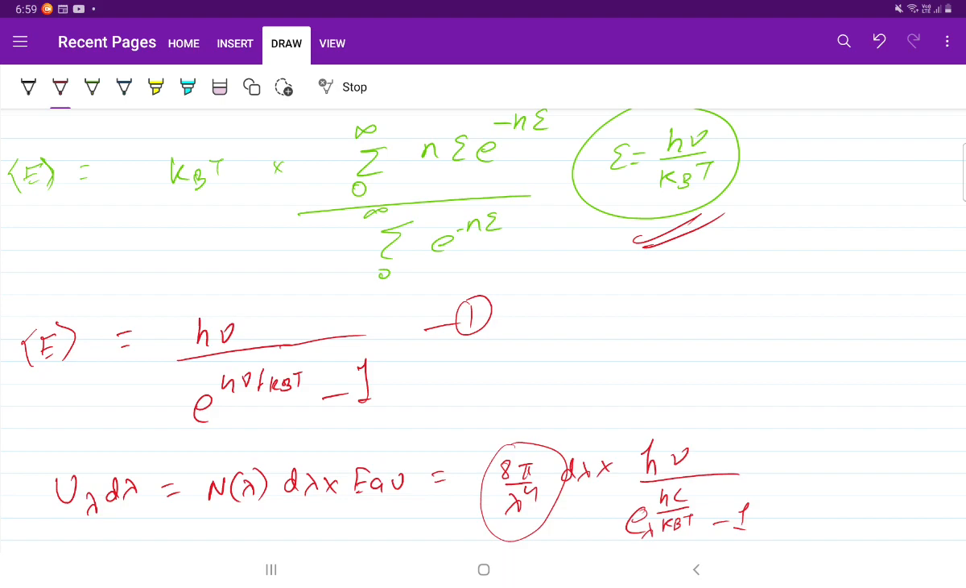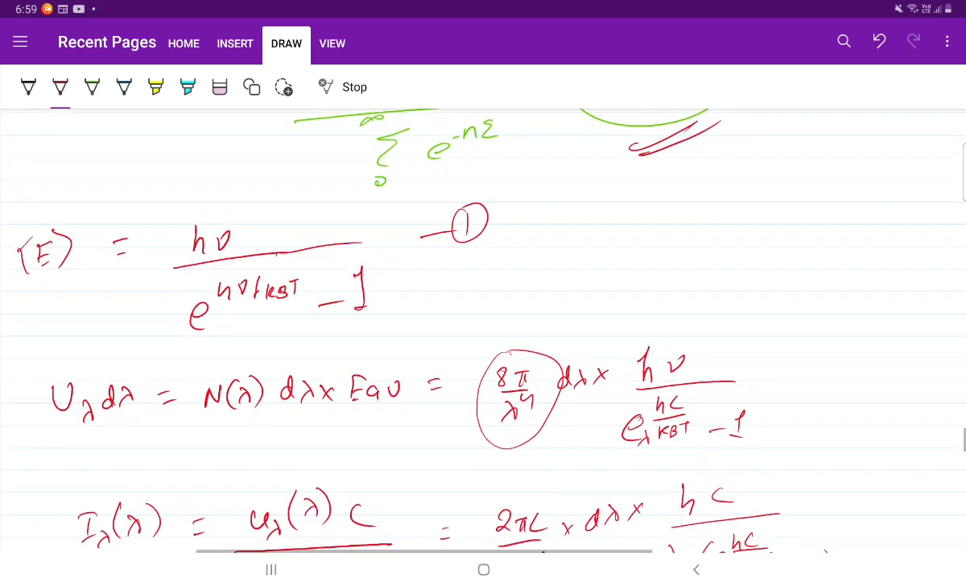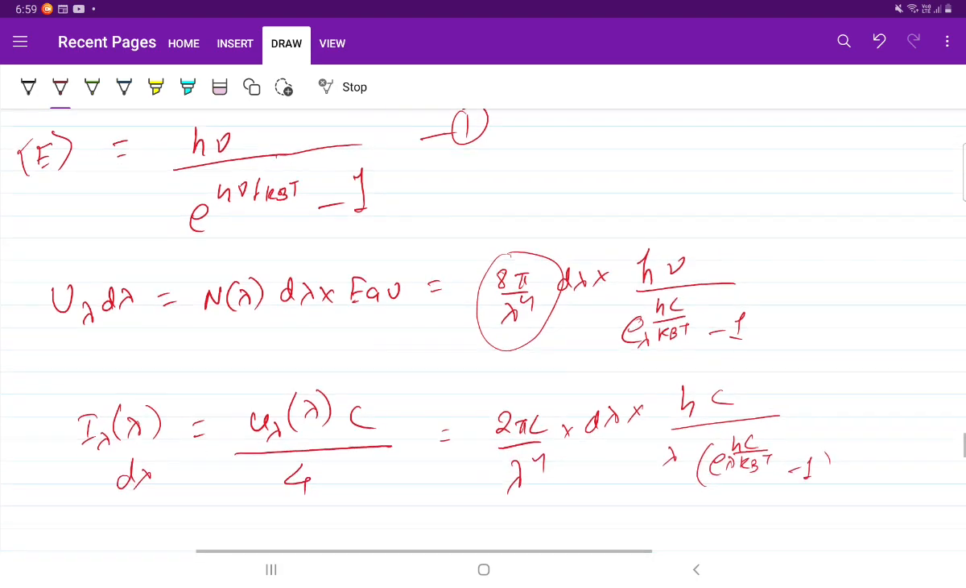Then we'll find the average energy, and we already found u lambda d lambda equals n lambda into t lambda into e average. Now substituting the values, they will ask you about the energy density per unit wavelength as a function of wavelength, which will come out to be 8 pi by lambda to the power 4 into h nu by e to the power hc by lambda kbt minus 1. And here I am substituting nu as c by lambda, which will give 8 pi by lambda to the power 5 into hc by e to the power hc by lambda kbt minus 1. Let me modify it a little.